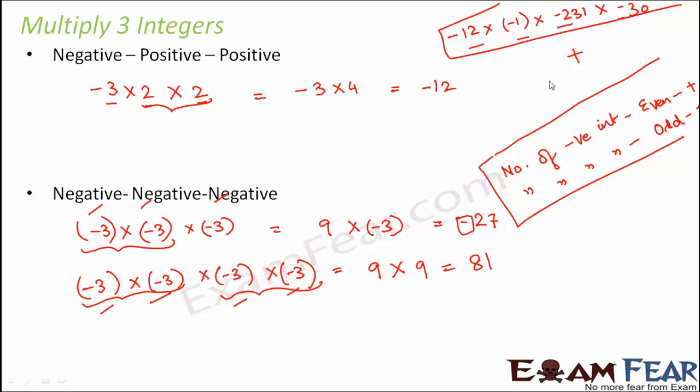So this is a very interesting observation, and this is a very simple tip that you can remember whenever you are finding products of integers, because as far as finding products of integers is concerned, the main problem comes with the sign, that what would be the sign of the result.